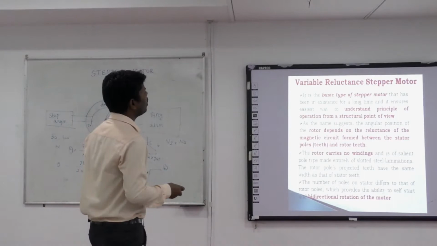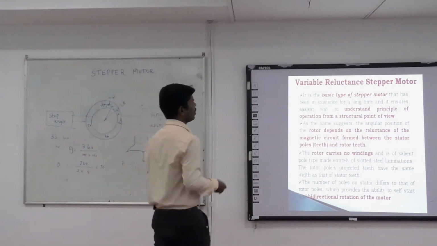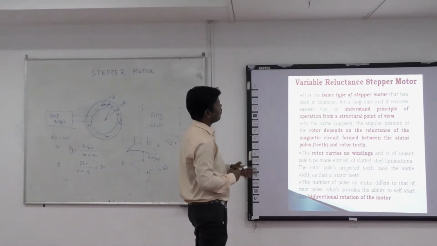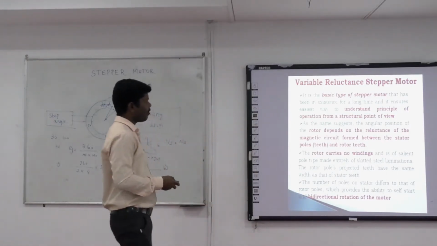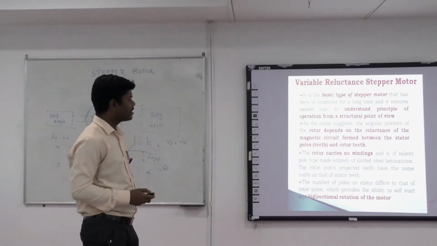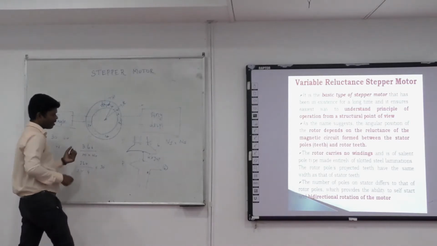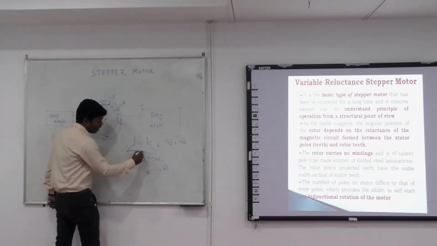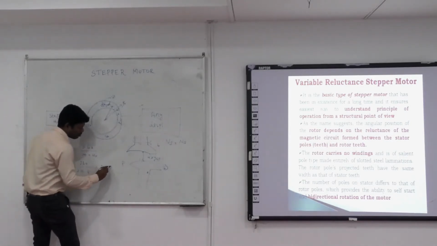Now the variable reluctance stepper motor. The next topic we discuss is the types of stepper motor. Variable reluctance motor: the basic steps of the stepper motor are used to understand the principle of operation. Reluctance means the magnetic flux working on the basic principle of magnetism. For example, we generate magnetic flux in these two coils, which gives some force to the motor.